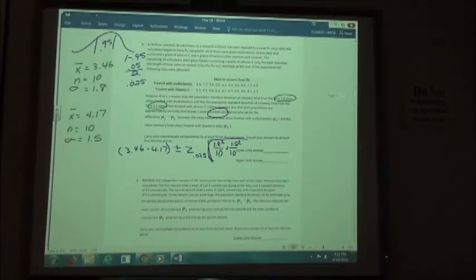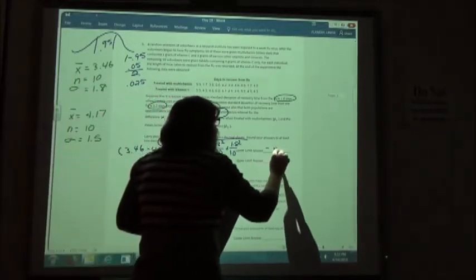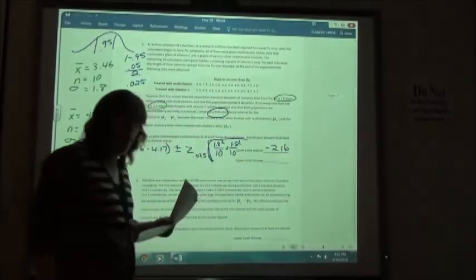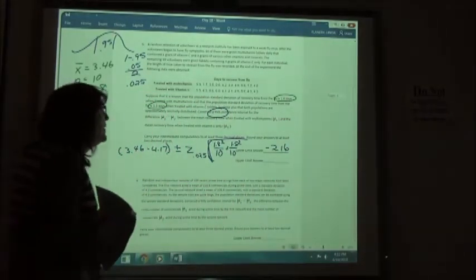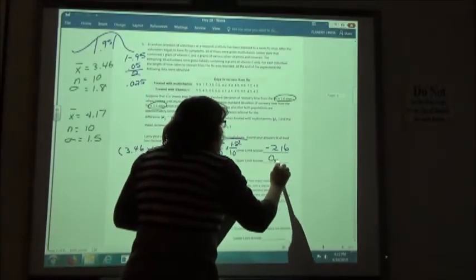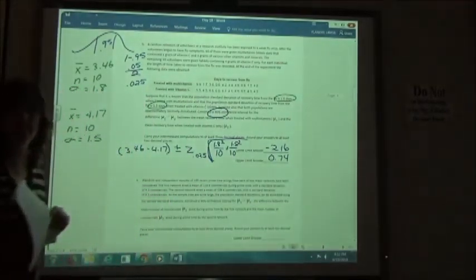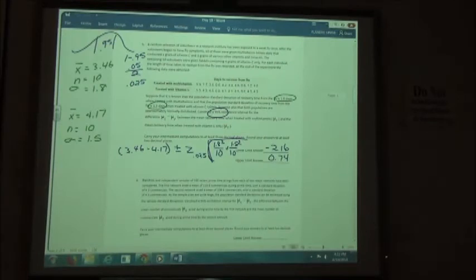All right, so when you hit equal, if you slide to the left, you're going to see your lower limit, and then if you slide a little bit farther over, you see your upper limit. So this is the lower. My lower limit to 2 decimal places is negative 2.16, and my upper limit was 0.74.